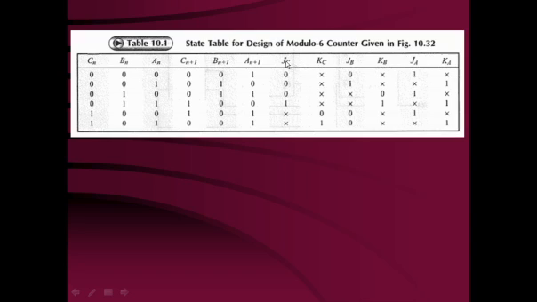Sorry, JC means the J input of flip-flop C. KC means the K input of flip-flop C. JB means the J input of flip-flop B, KB the K input of flip-flop B, JA the J input of flip-flop A, and KA the K input of flip-flop A.